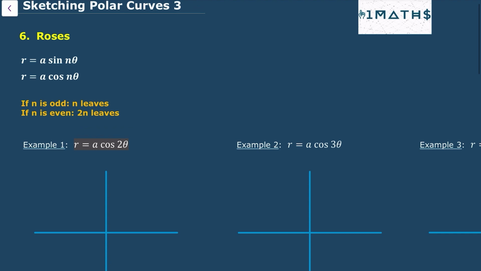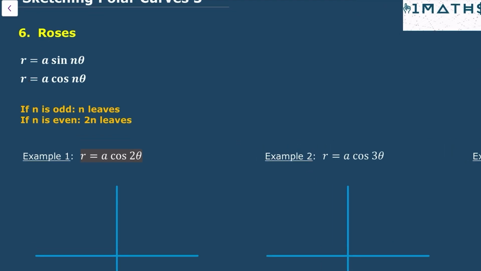Polar roses are in the form r equals a sine n theta and r equals a cos n theta. And n determines the number of leaves that this rose will have. So if n is an odd number, then I'm going to have n leaves. And if n is even, I'm going to have an even amount of leaves, so 2n.